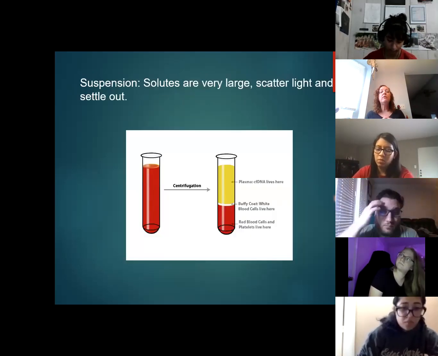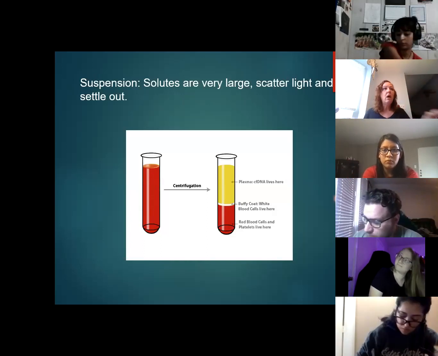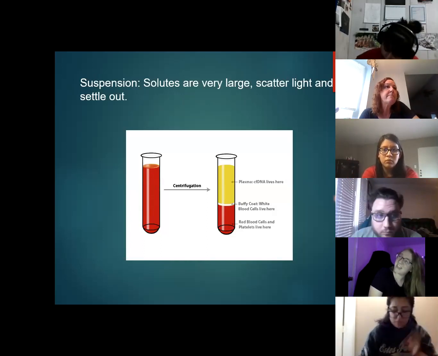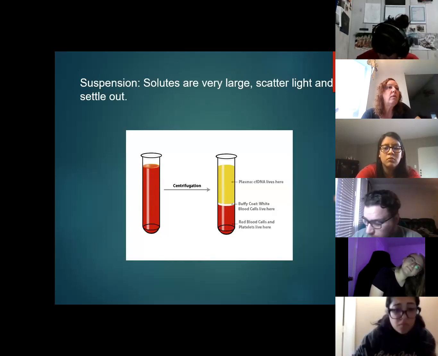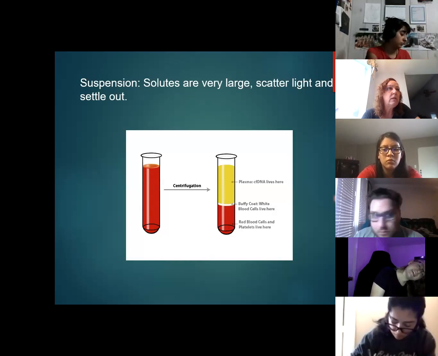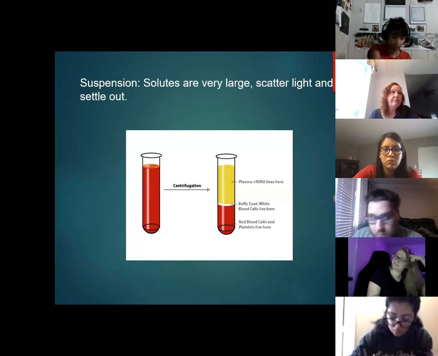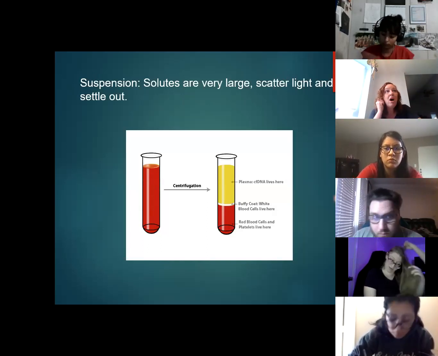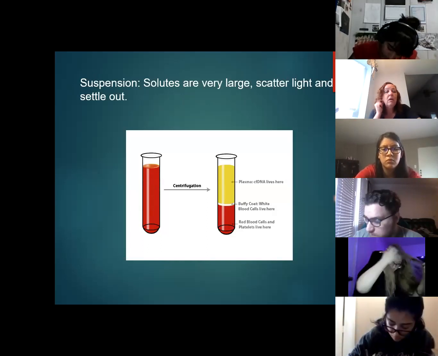And then finally, we have what's called a suspension. Oh, yes, go ahead. What would ice be? Ice is just H2O. So that would be a compound that is in a solid state. Okay, so that is not a mixture. That is a compound. Gotcha.